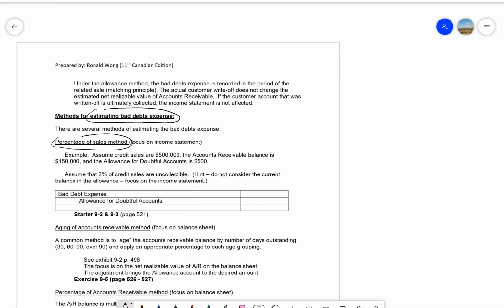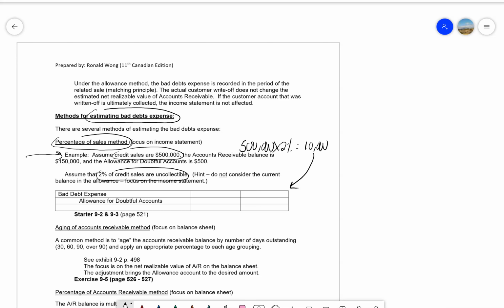And all we do is take all of our credit sales and multiply it by a certain percentage. So let's look at this example here. Let's say our credit sales for the year was $500,000. Now, we estimate that 2% of our credit sales will be uncollectible. So then all we have to do is take 500,000 times 2%, and that's going to give us the amount of our bad debts expense. And so we work that out, that's going to be $10,000.